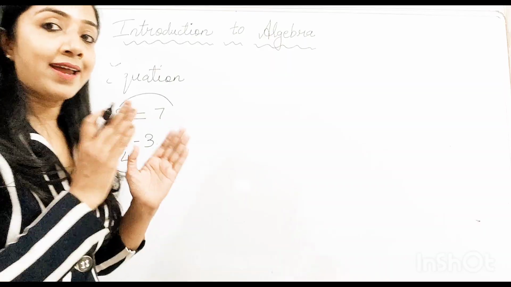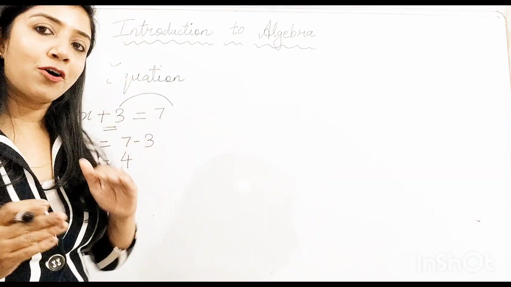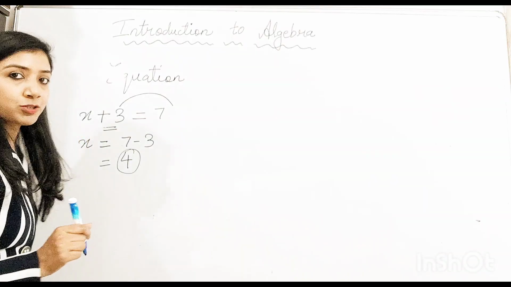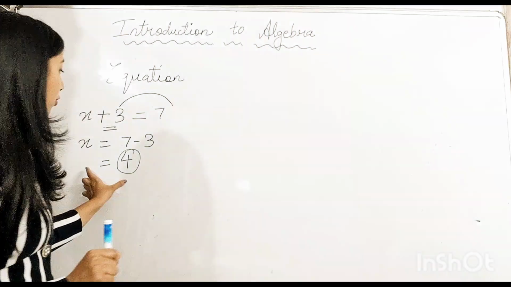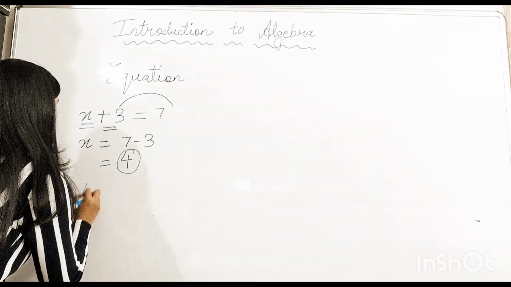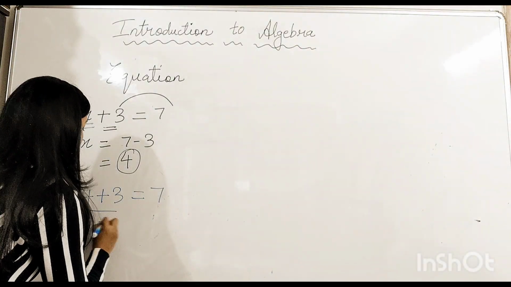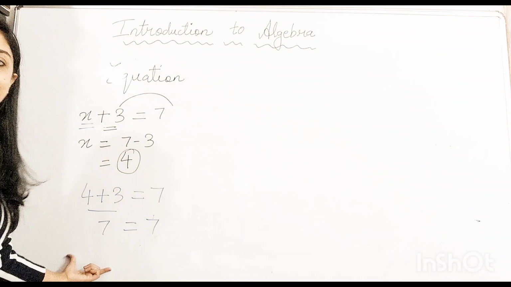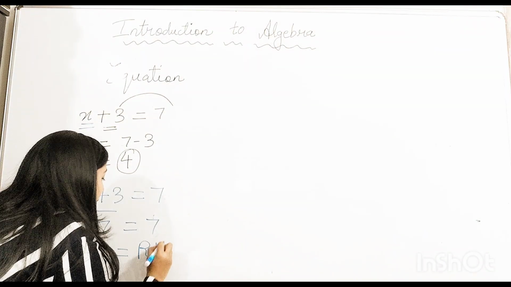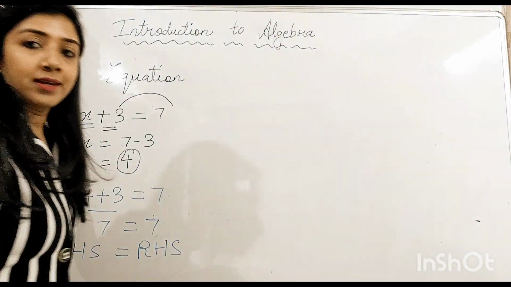Now let's check whether the right hand side is equivalent to left hand side or not. Now we will put the value 4 in the place of x. Substitution I have already explained to you. So what is the value of x we have here? 4. So we will put 4 in place of x. So 4 plus 3 is equals to 7. 4 plus 3 is 7. 7 equals to 7. Hence proved. Left hand side is equivalent to right hand side. Okay, this we have seen.